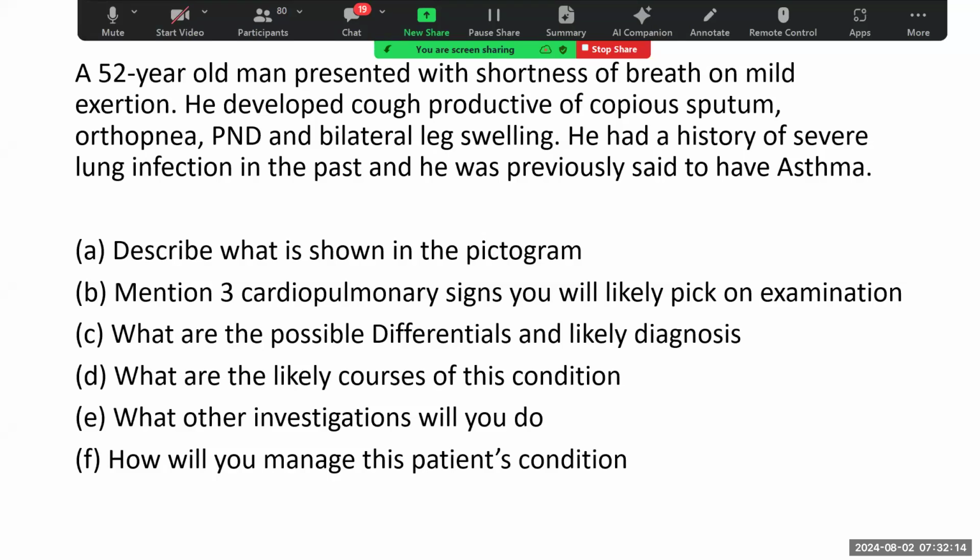Then for the differential diagnosis, I think maybe I want to add on pneumothorax because of the hyperlucency of the lungs in this patient. So I think that's basically what I want to add on to what he has said. But I stand to be corrected.